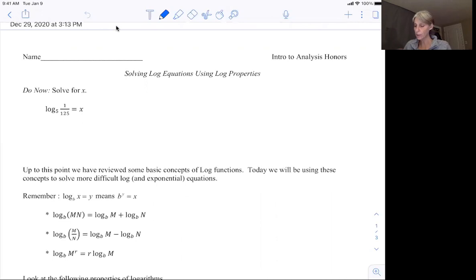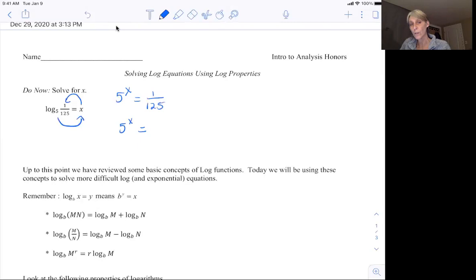If we're asked to solve the equation log base 5 of 1 over 25 equals x, by now we should all know that we're going to rewrite this in exponential form. So we're going to write 5 to the x equals 1 over 125. And in order to solve a problem like this, if you can't see it right away, rewrite each side with a common base. This common base happens to be 5.